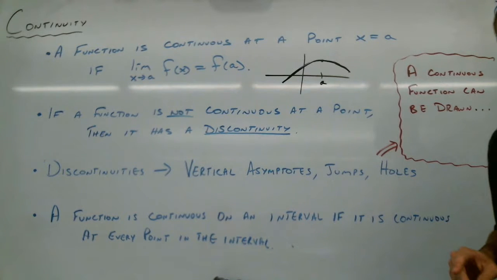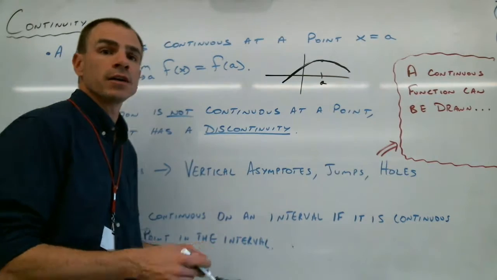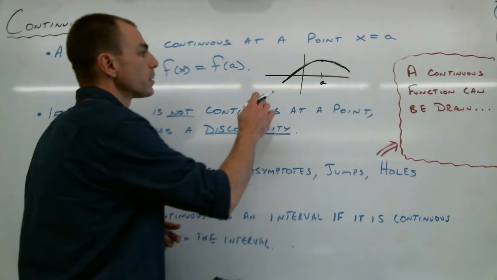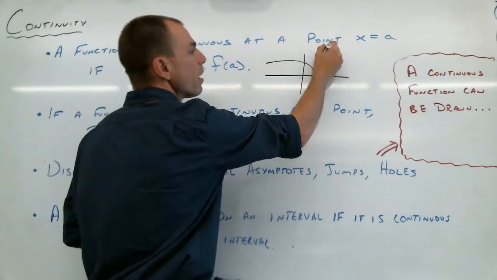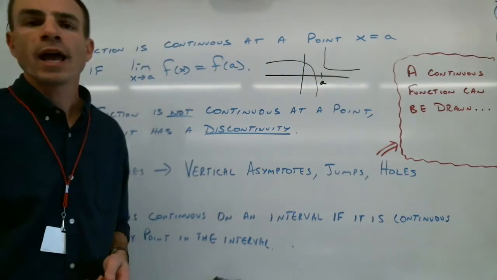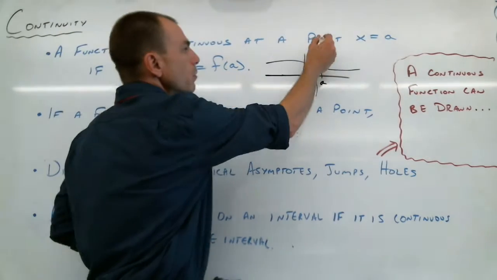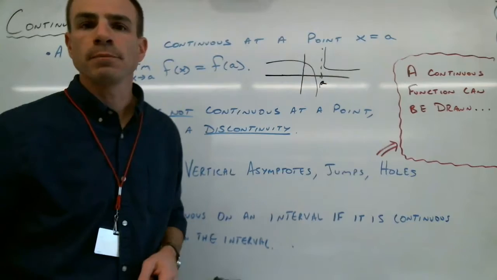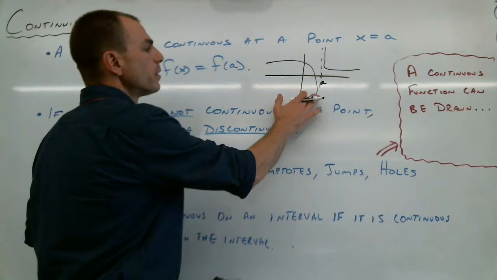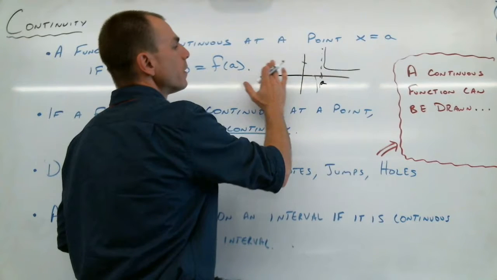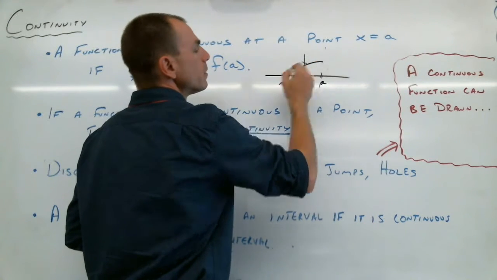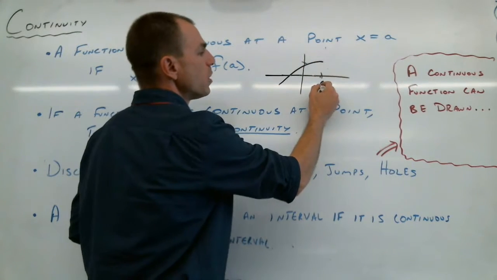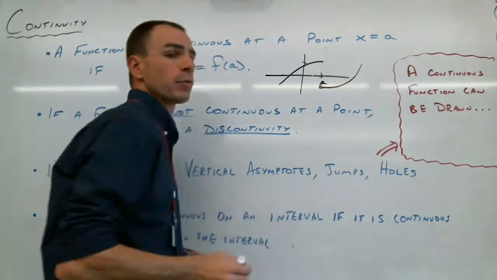Very briefly, we know what a vertical asymptote is from pre-calculus. That's when we're talking about a function where we have something like that. We have a vertical asymptote when x is equal to a. A jump is when the function is happening at some point and then it jumps down here and continues onward.